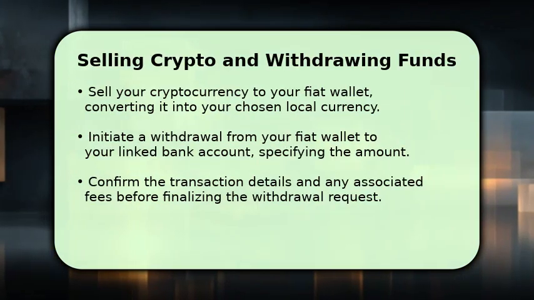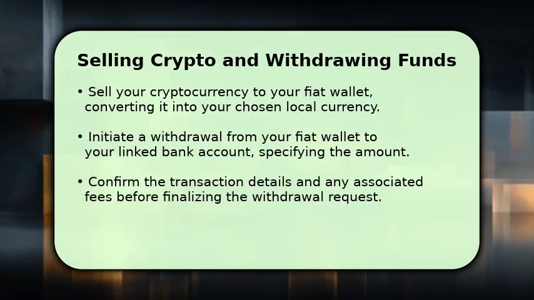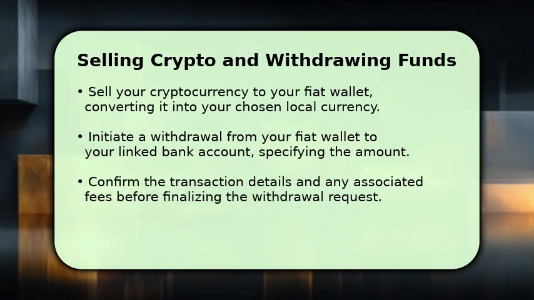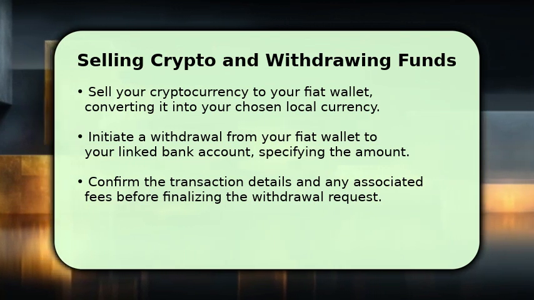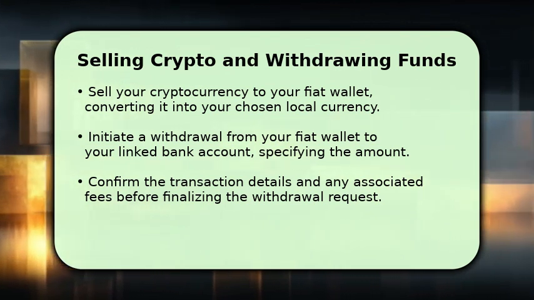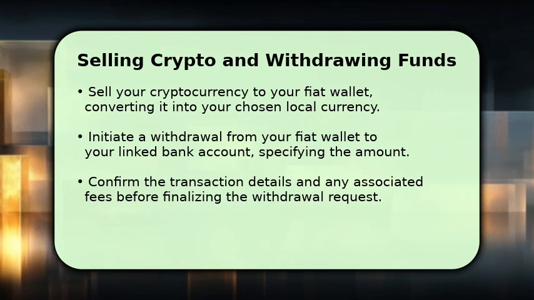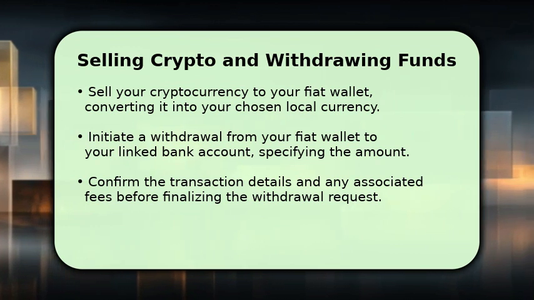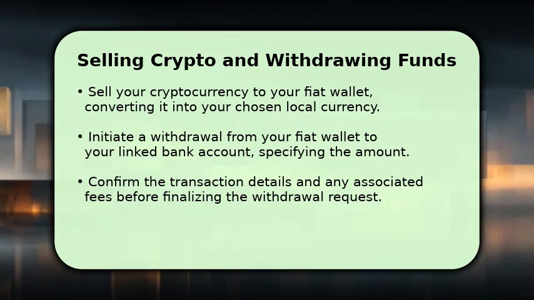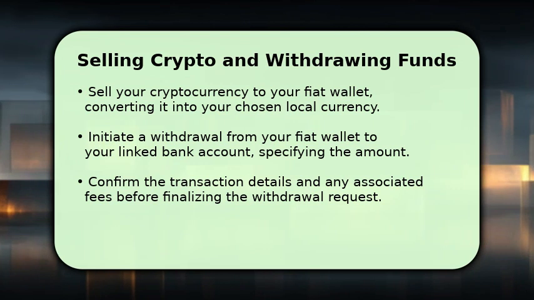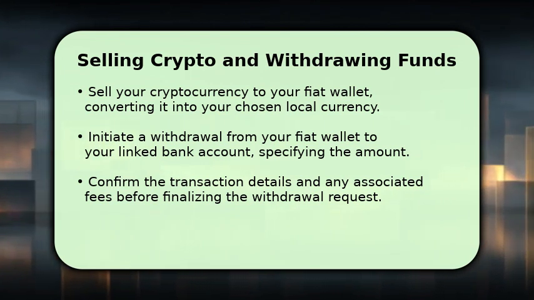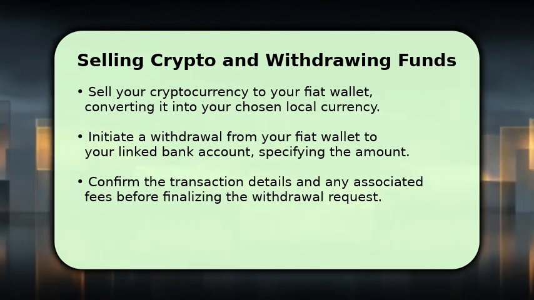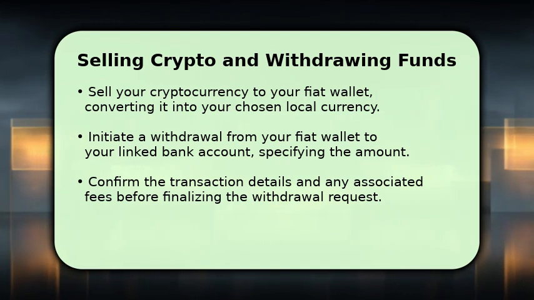Once your bank account is linked, you can sell your cryptocurrency to convert it into your fiat wallet, holding your chosen local currency. After the conversion, navigate back to your fiat wallet and select Withdraw to your linked bank account. Enter the desired withdrawal amount, keeping in mind any minimums or maximums. Review all transaction details, including any applicable fees, before confirming your withdrawal request to your bank.